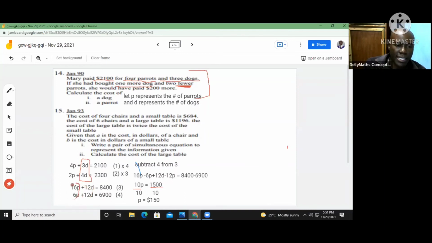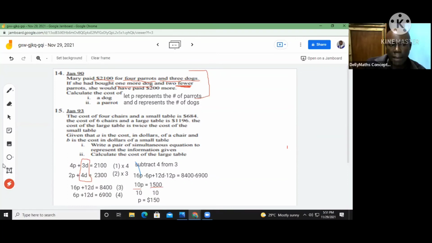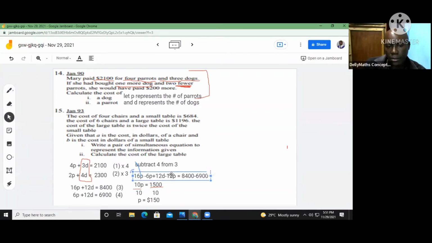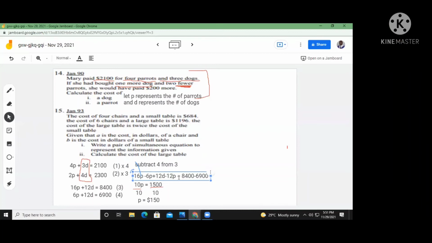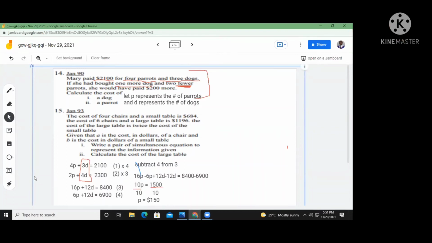So you'd have 16p minus the 6p, and then you have 8,400 minus the 6,900. But sir, in this part, you have 16p minus 6p plus 12d minus 12p. I made a mistake there, a P instead of a D. Okay, it's the same thing. I'll fix that now. All right, so everything good then? Yes, sir.